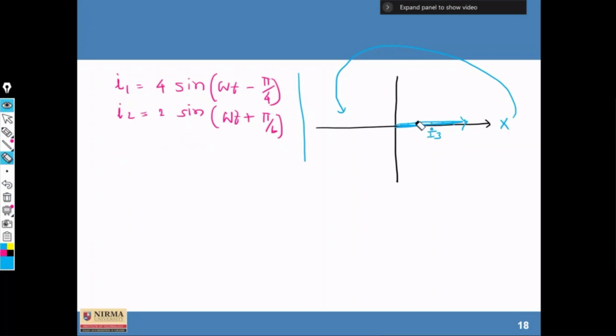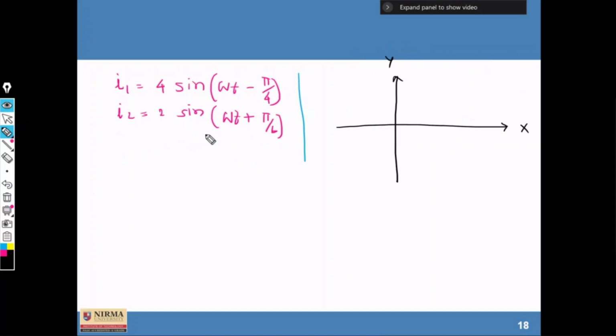We will consider only I1 and I2. Okay, in this case, we can write, and we can draw those vectors also. So here it is minus pi by 4.